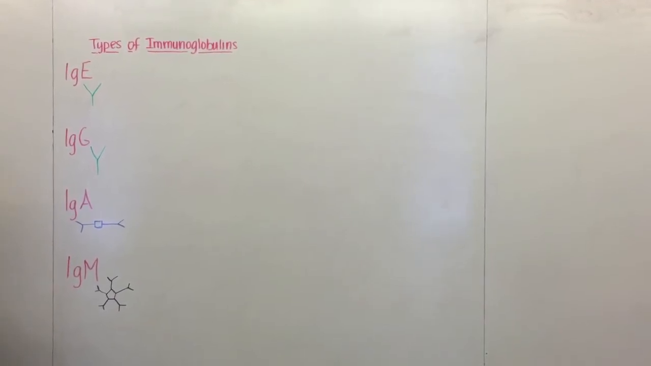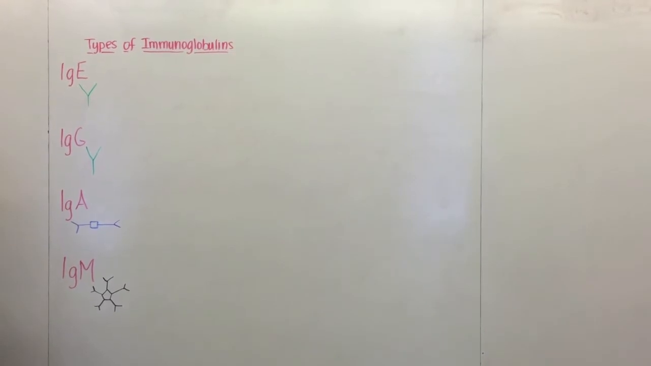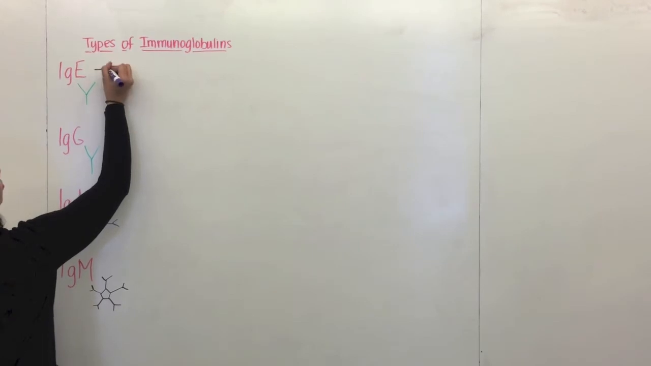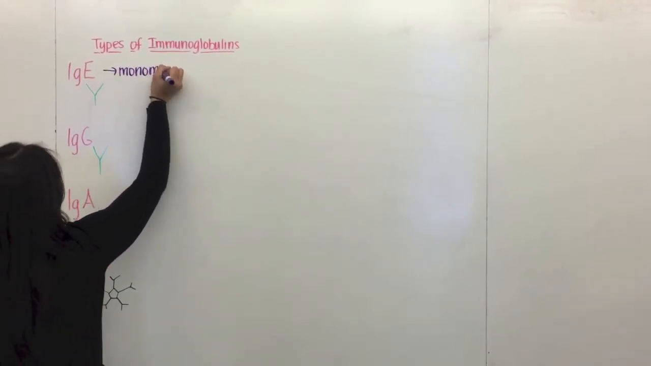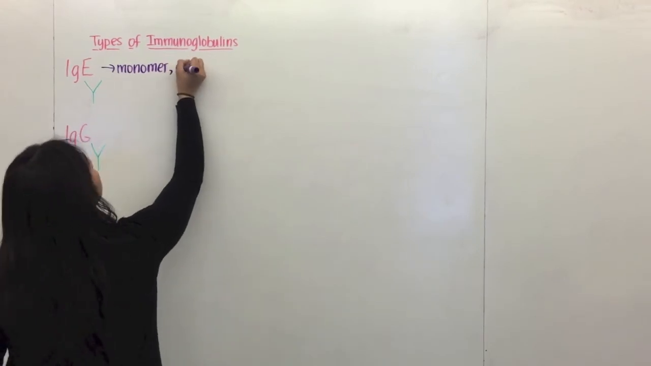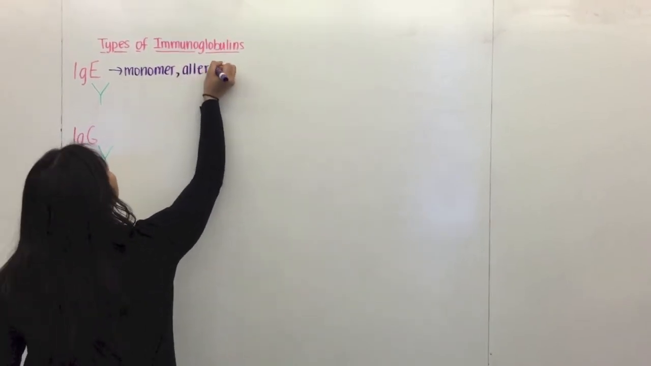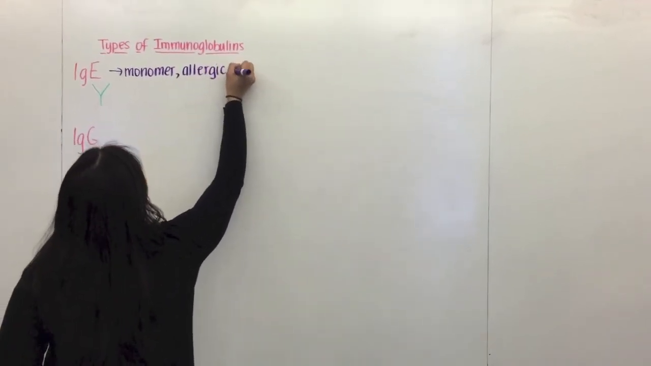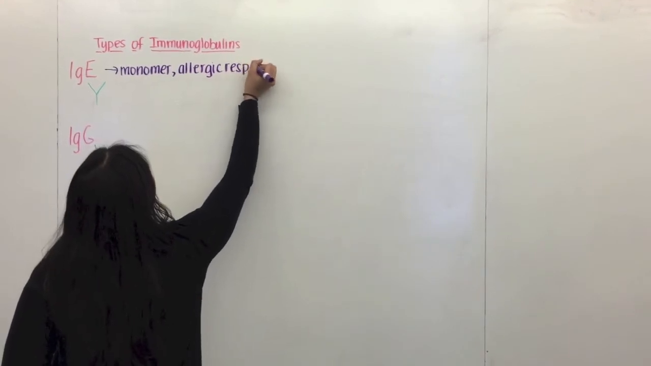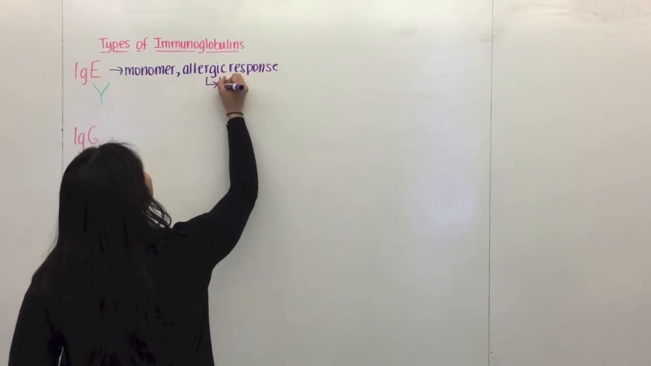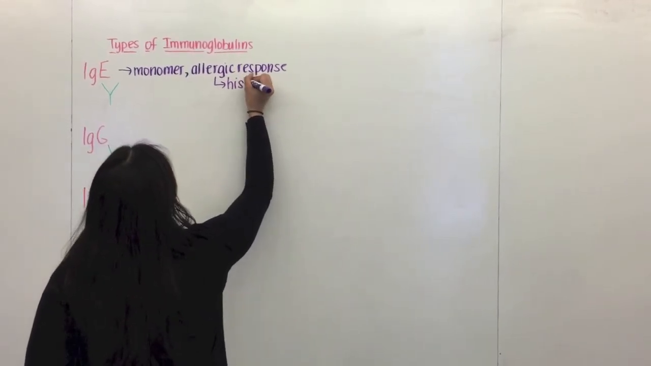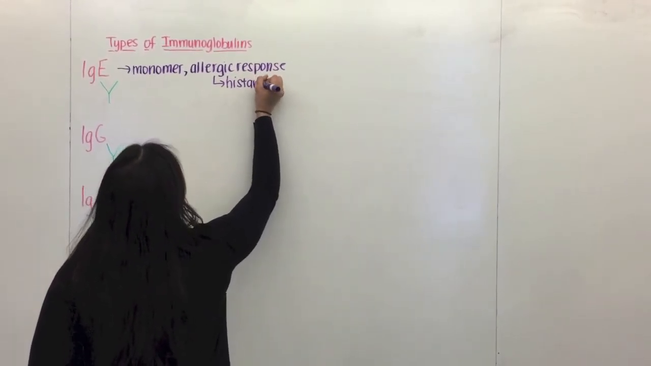So, just going through the big four immunoglobulins. First, we have IgE. It is a monomer, and it's mostly used in the allergic response. Once an allergen enters your body, the IgE binds it, and then it also binds mast cells and basophils to trigger an immune response. And they do that by releasing histamine.